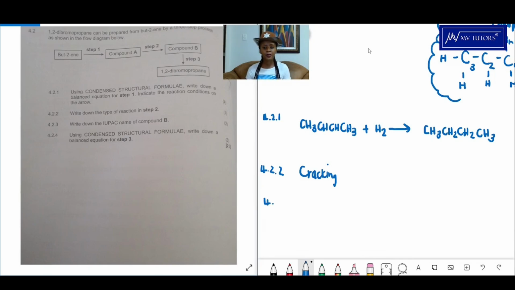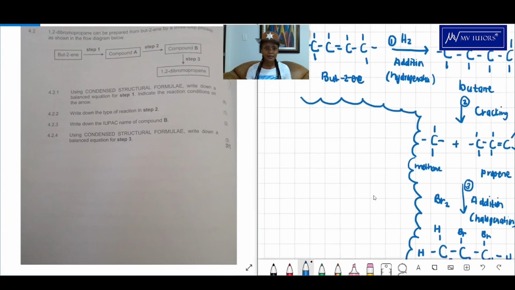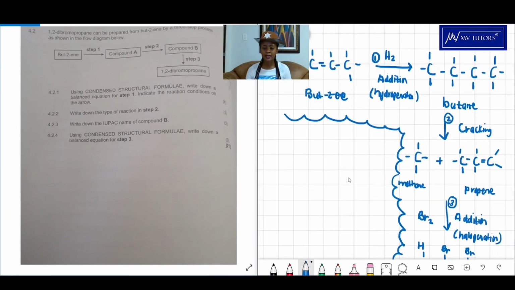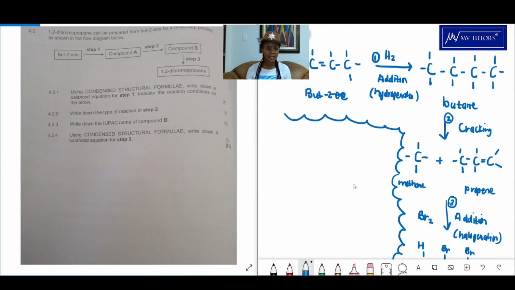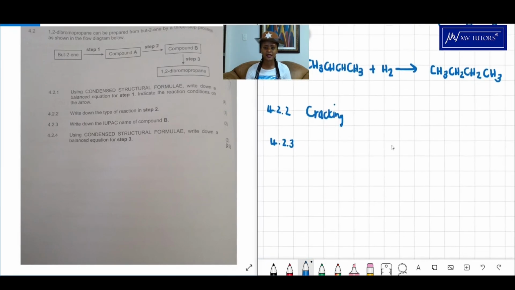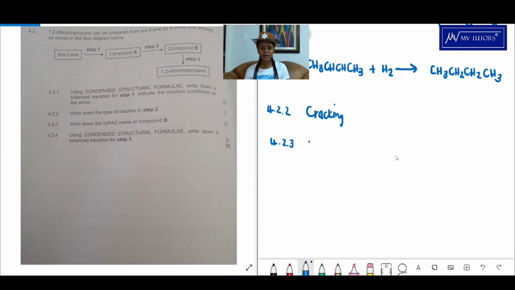And then 4.2.3, write down the IUPAC name for compound B. Well, compound B. So in reaction 1, we had butane and then cracking. So we had methane and propene. I don't know if they want us to actually talk about methane, but it's basically propene. I think that's the one that they're interested in. Propene. Yes, that is the IUPAC name.